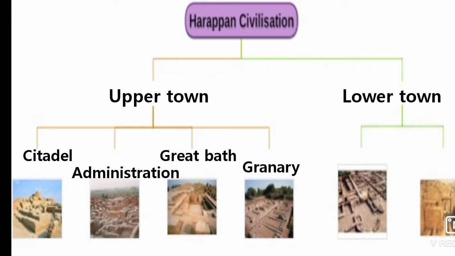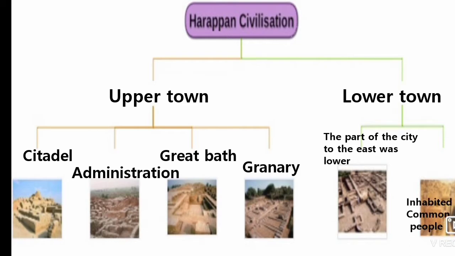The great bath was a large rectangular tank in a courtyard. A granary had a solid brick foundation and was used to store food grain. Next is the Lower Town. The part of the city to the east was lower and is called the Lower Town. It was inhabited by common people.